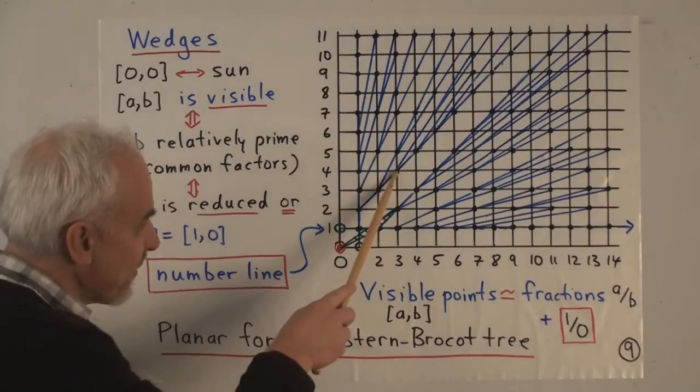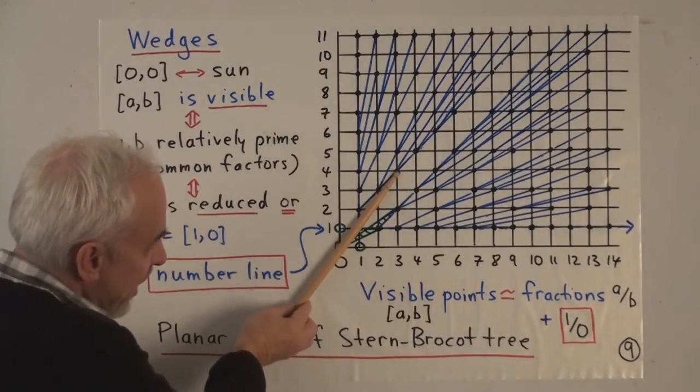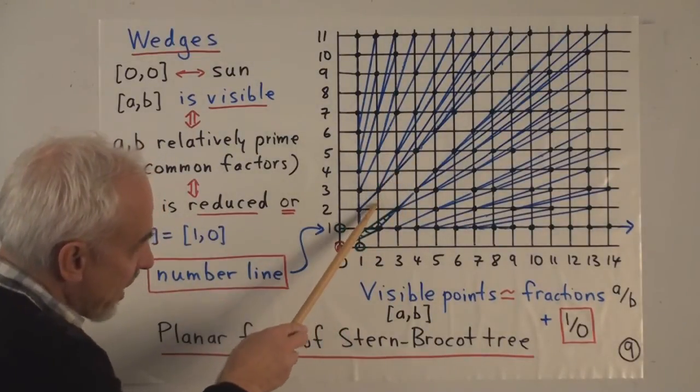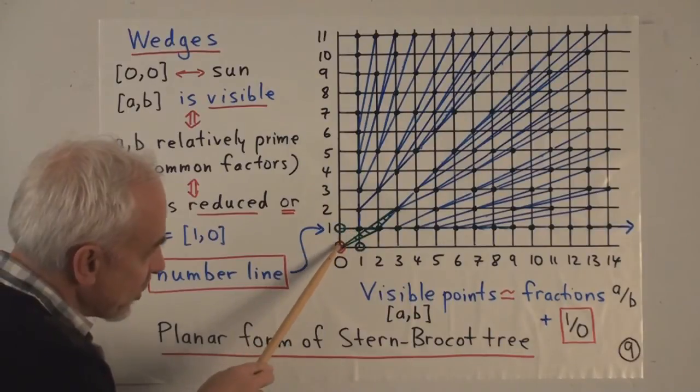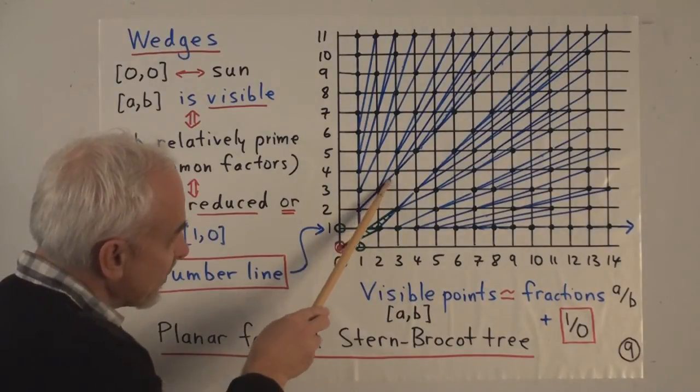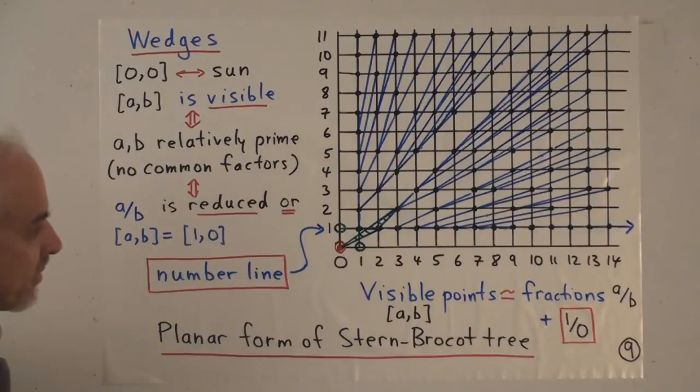So this point here, 3, 4, is visible. If I draw that line there, even though it gets close to some other integral points, it actually misses them. So some photon could go straight from the sun to this point here.